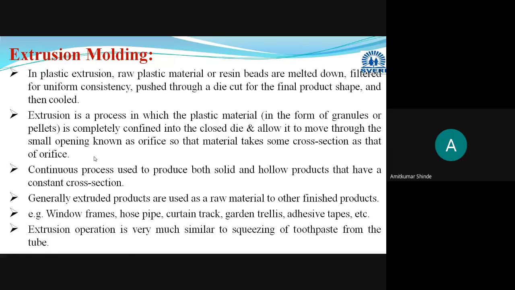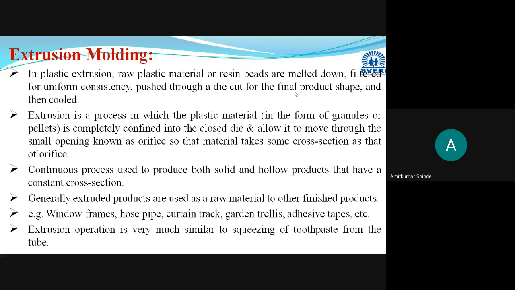In this plastic extrusion process, the raw plastic material, or the resin beads, are melted. In short, in these first two points I have summarized the extrusion process, and in the next slides I have explained each stage in brief. In the plastic extrusion molding process, the raw plastic material, which you can take in the form of granules, pellets, or resin beads, is taken as raw material. And in the initial stage, it is melted.